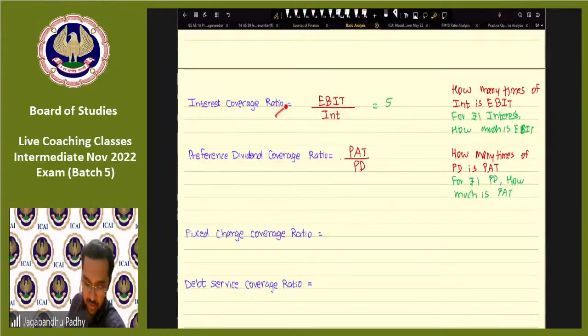Now, of course, in both these cases, can you tell me what do you say about these ratios? These two ratios that we just mentioned, interest coverage and preference dividend coverage ratio, are they a case of higher the better or lower the better?